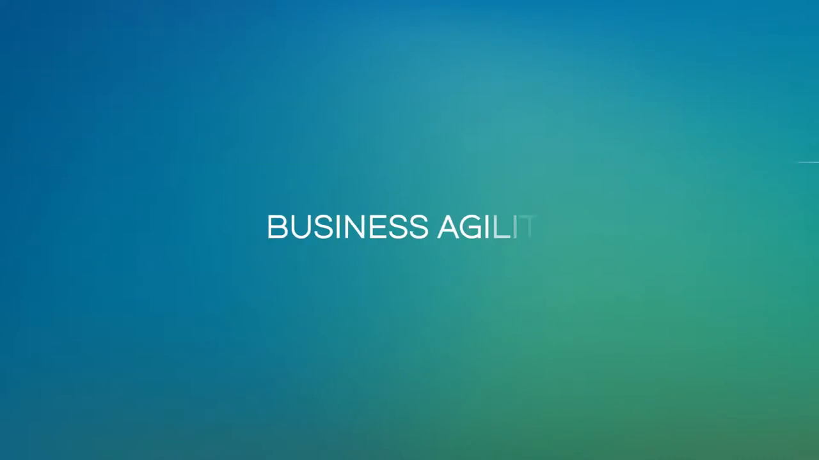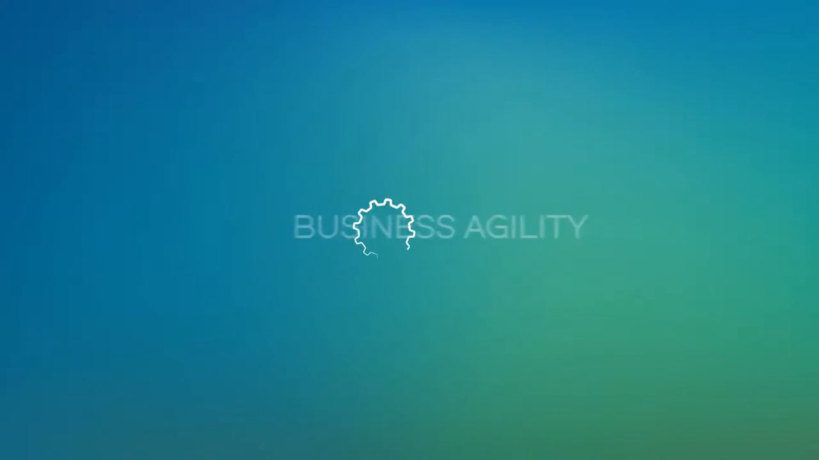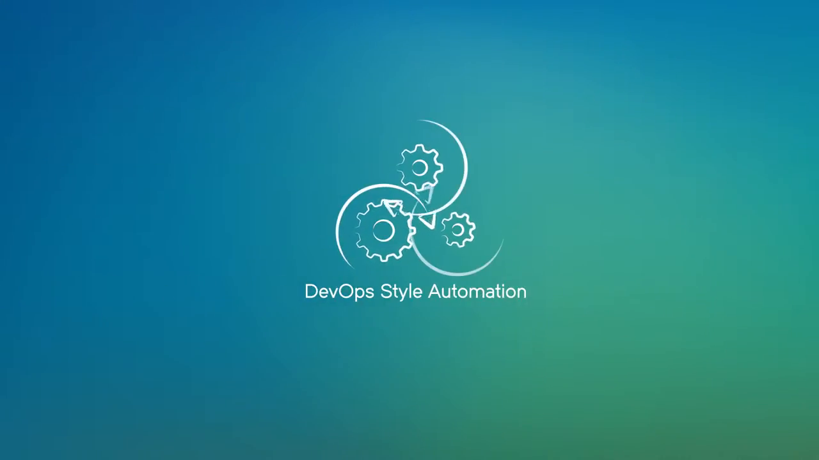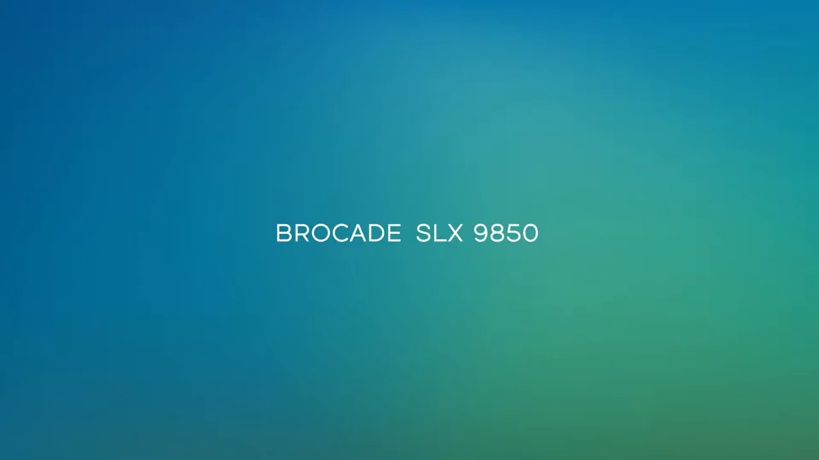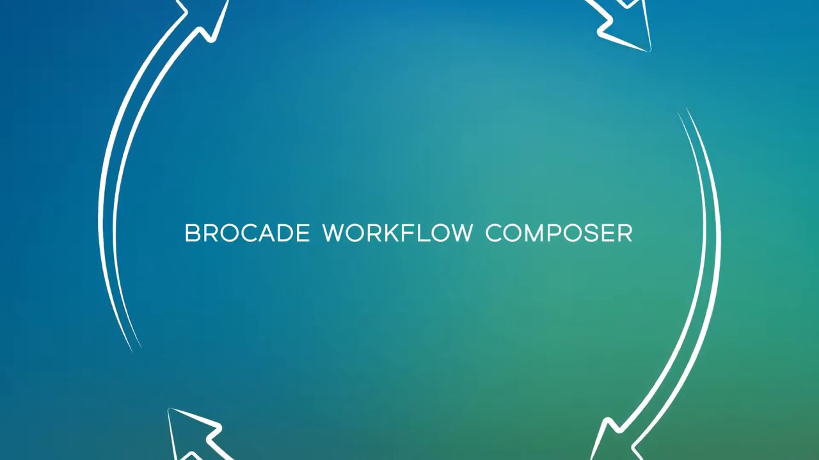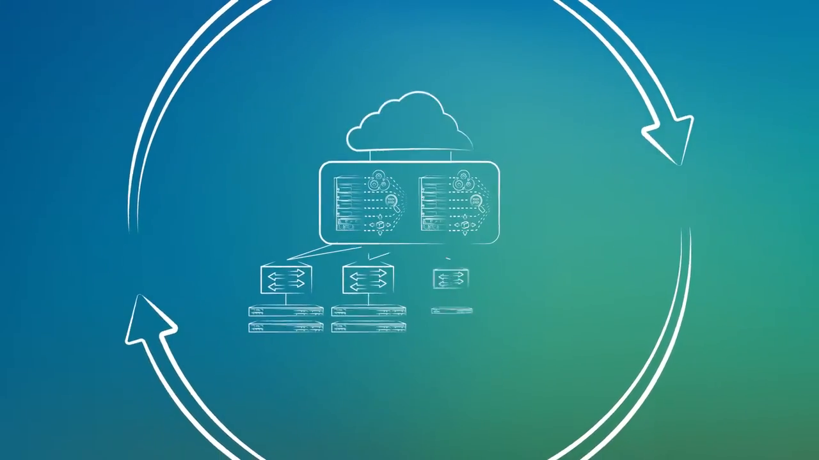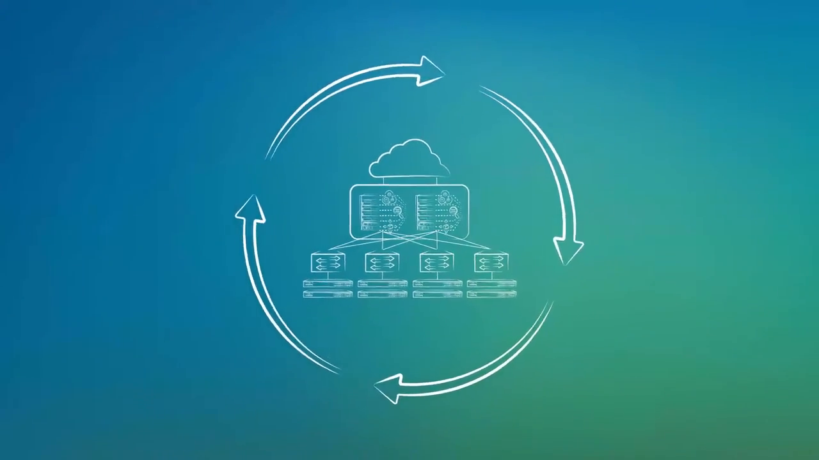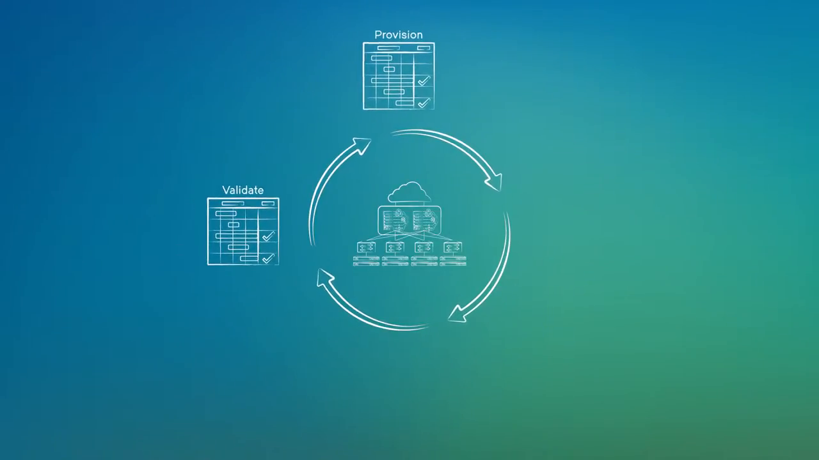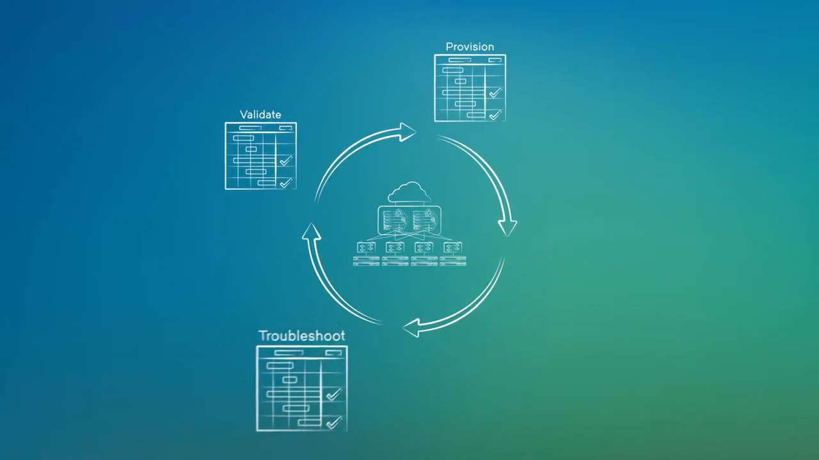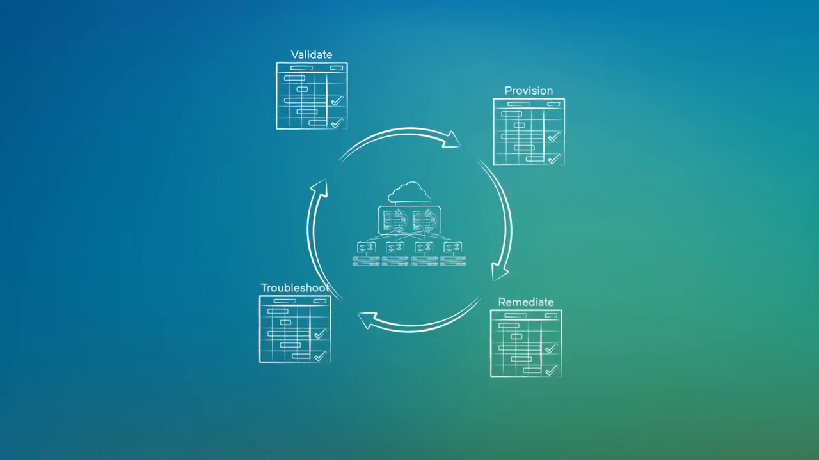The best way to improve business agility and accelerate innovation is DevOps-style automation, the kind cloud providers use to integrate operations across functions in the data center. The Brocade SLX 9850 uses the server-based Brocade Workflow Composer automation platform to automate all phases of the network management lifecycle, including provisioning a device or service, validating the configuration, troubleshooting issues, and remediating problems to ensure SLAs are met.